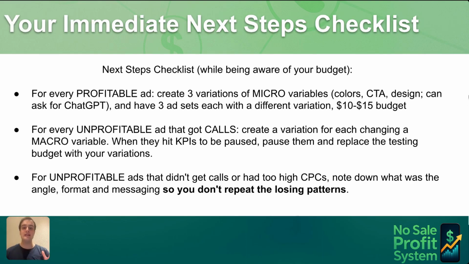This is our immediate next steps checklist, while obviously being aware of your budget. Typically you're not going to be able to do every single one of these points in your checklist, at least not for the scaling, because you still want to be going slow, especially until you find profitability. You need to be going slow. After you're profitable, obviously you can try to speed things up because you're already making money by definition, okay?